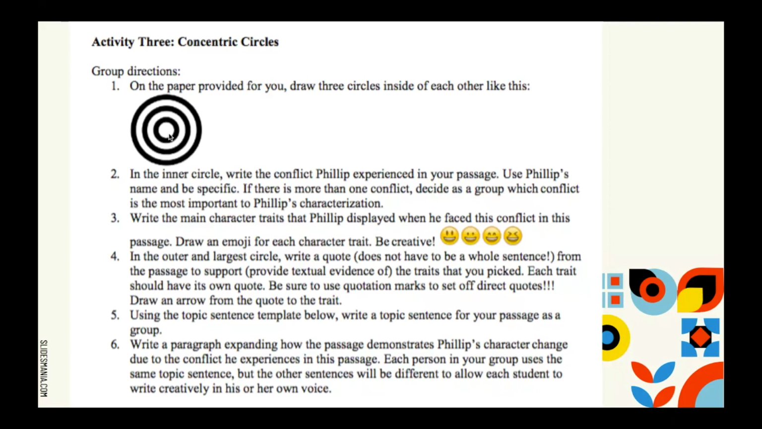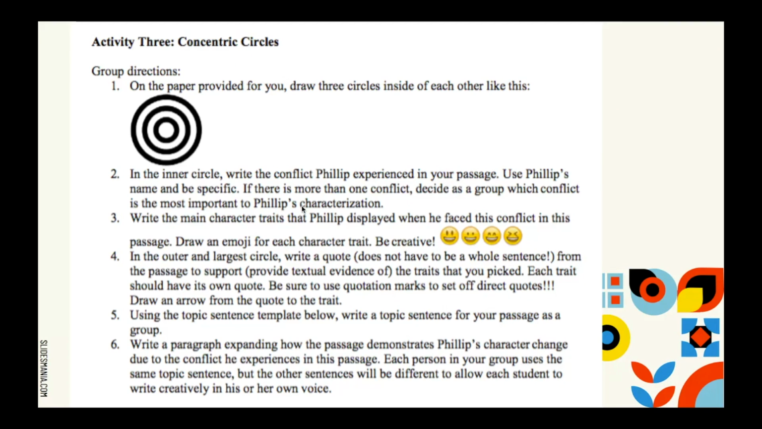In this inner circle, students are going to include the conflict within the passage that is assigned to them. So I want them to be specific. So instead of saying character versus character, it would be Philip versus whoever he is against. Or instead of saying character versus nature, you would want to be more specific using Philip's name.